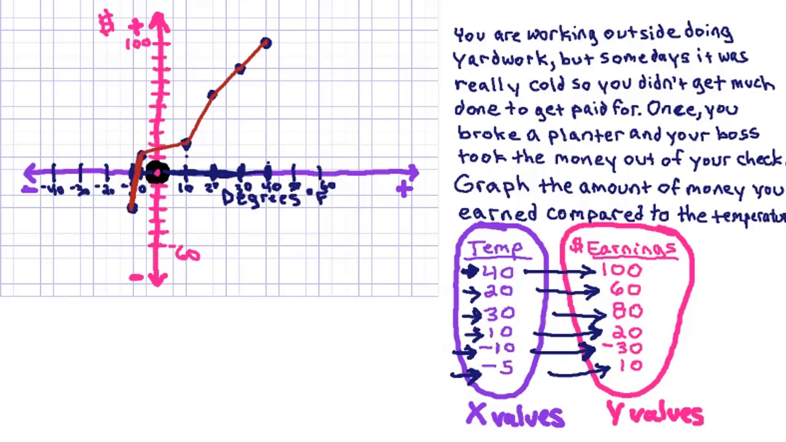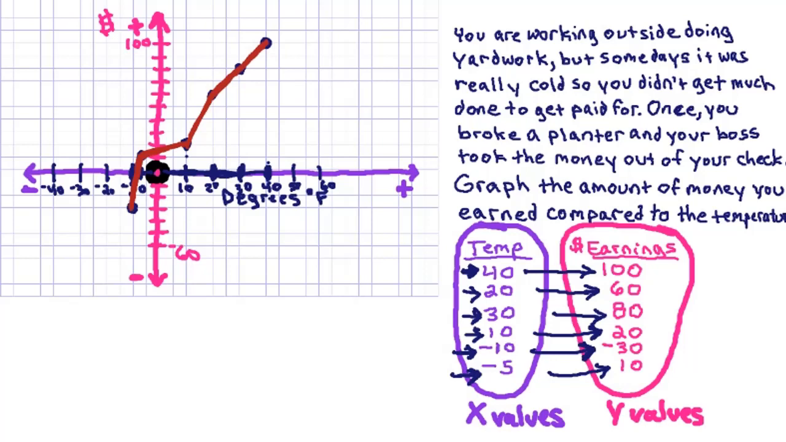I'm trying to draw in red so you can see. Your graph is going to make this crazy kind of line because you had some crazy times working this job. And hopefully this is just a summer job to pick up some extra cash, that you don't do this for a living, because that would suck.